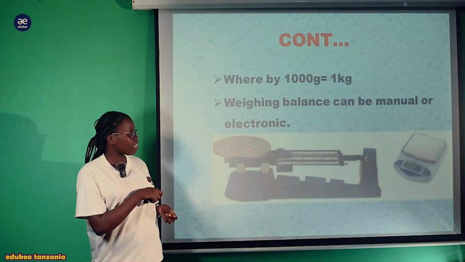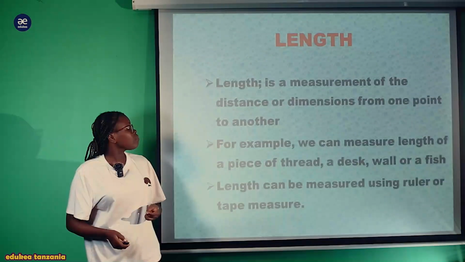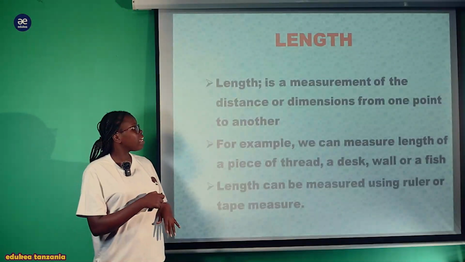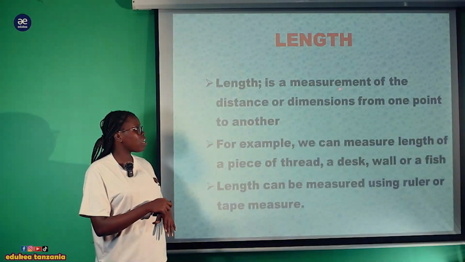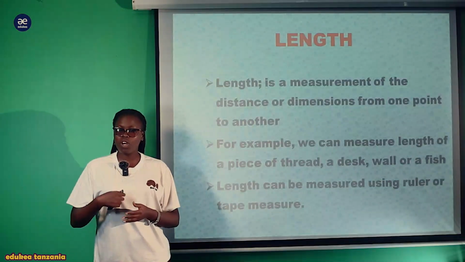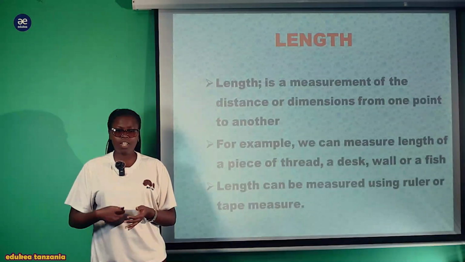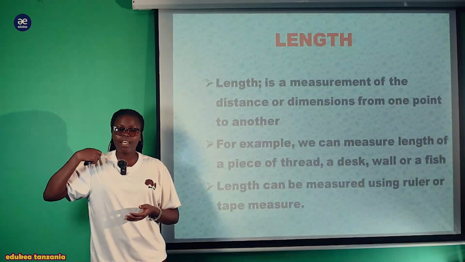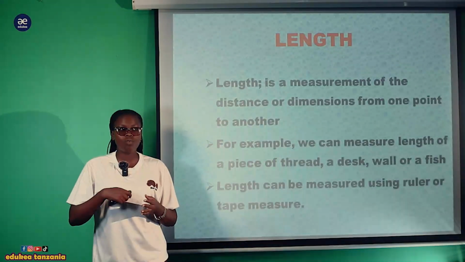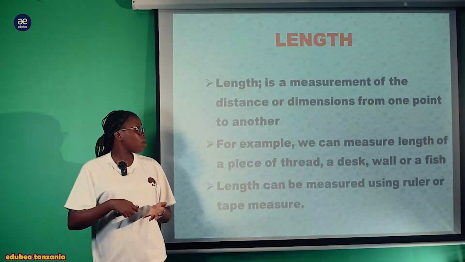The other thing is length. Length tunazungumzia urefu. So the length, this is a measurement of the distance or dimension from one point to another. Kwa hapo tunaangalia urefu au umbali wa kitu kutoka pointi moja kwenda sehemu nyingine. Hiyo inakuwa ni measurement. Kwa mfano tunaangalia urefu wa ukuta, urefu wako, binadamu pia na urefu wake. Kwa hiyo tunatumia length katika kupima the length of that particular person.